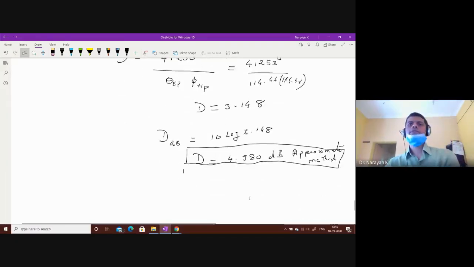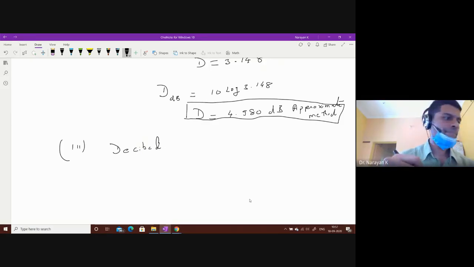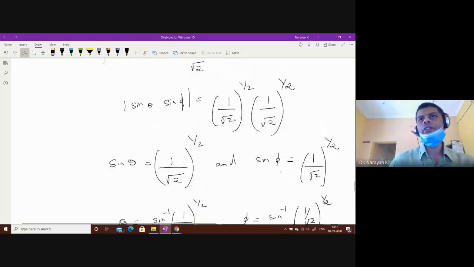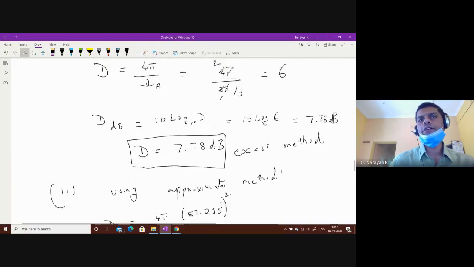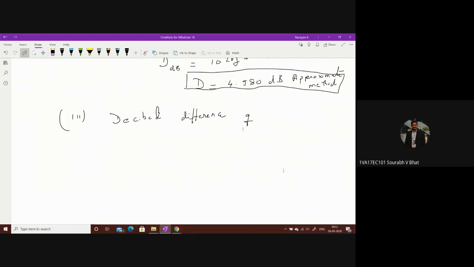Quite a huge difference. Now, the third part of the question is the decibel difference of the exact and the approximate method. See, you can't subtract the decibel and tell that is the decibel difference. Okay, subtract. Please subtract and tell me what you are getting. 7.78 minus 4.980. How much are you getting? 2.8.